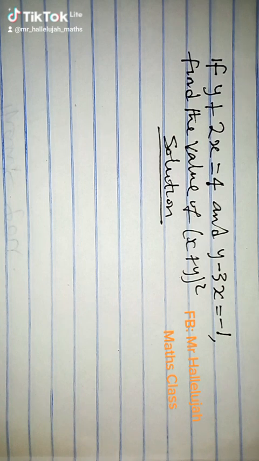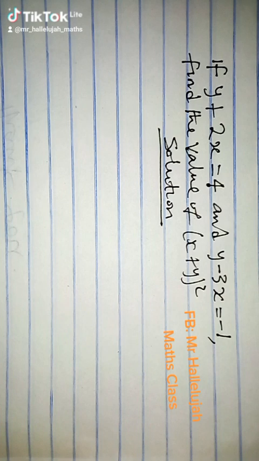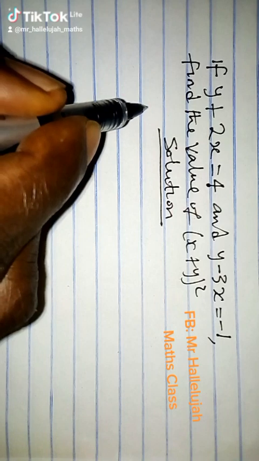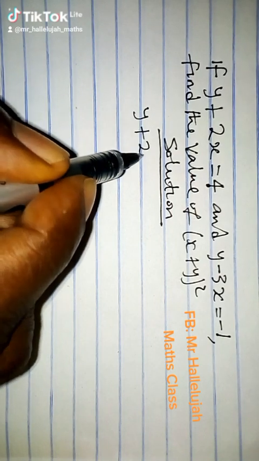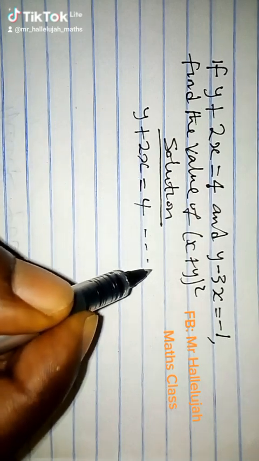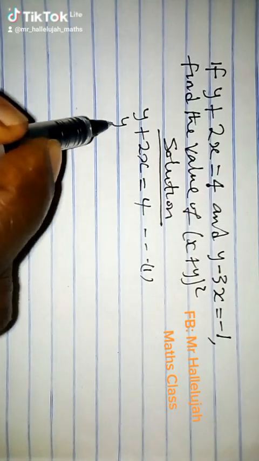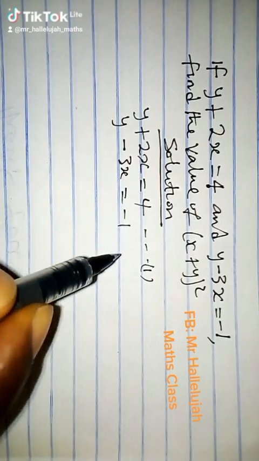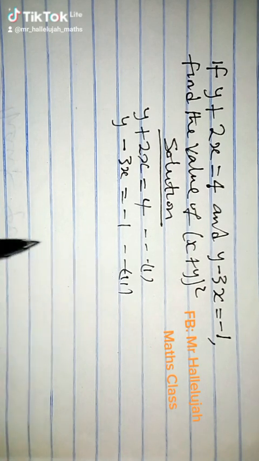Looking at this facing us right now, let us have it in our mind that we have two equations on the board, equation 1 and equation 2. So let's see it as a simultaneous equation so that we can get our answer correct. So let us say y + 2x = 4. Let us call it equation 1. And y - 3x = -1. Let us call it equation 2.